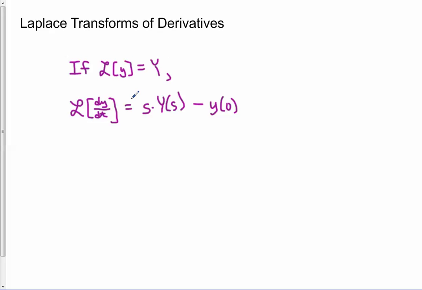of its derivative is, and you see that all we do is we take the big Y and multiply it by the variable s. And we do have to subtract little y of 0. Now that's just a number. That's the initial value of little y.